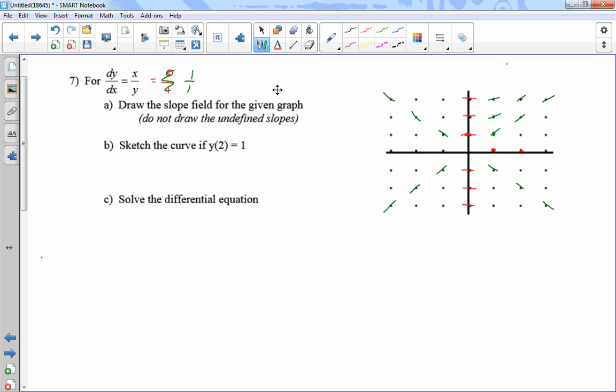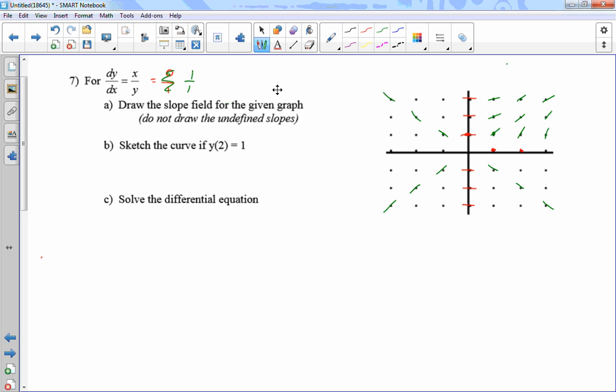Okay. So let's finish this. 2 over 1, it's steeper, isn't it? And this one's 3 over 1, even steeper. And this one is 3 over 2, which is 1.5. So the bottom right-hand side is steeper. The top left-hand side of that quadrant is starting to flatten out.